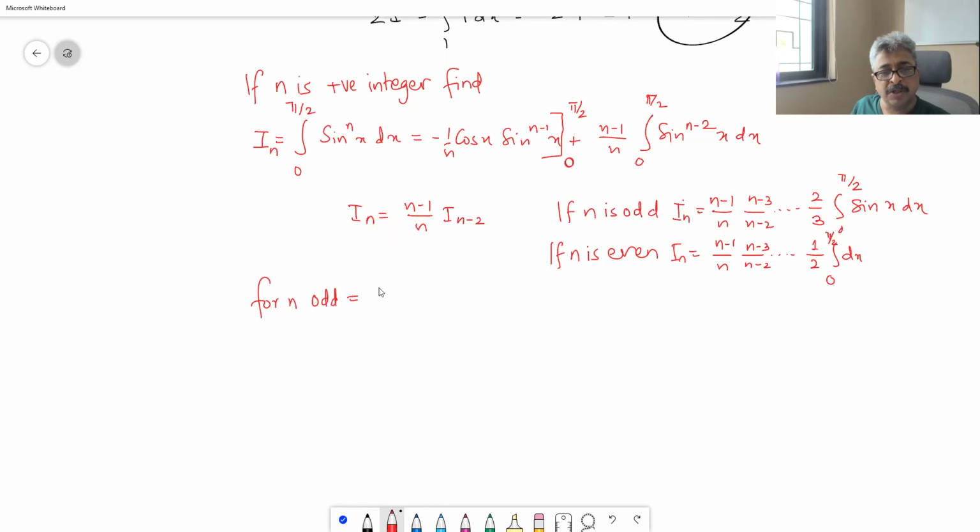Therefore, for n odd we have the answer n minus 1 upon n into n minus 3 upon n minus 2, dot dot dot 2 upon 3. For n even, the answer is n minus 1 upon n into n minus 3 upon n minus 2, dot dot dot 1 upon 2, times pi by 2. This is important.